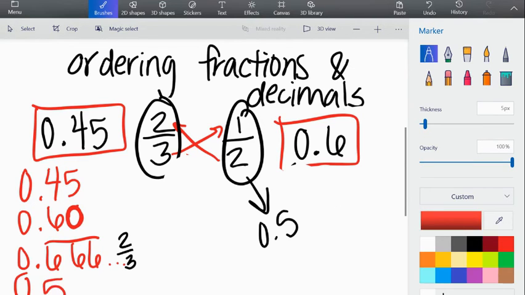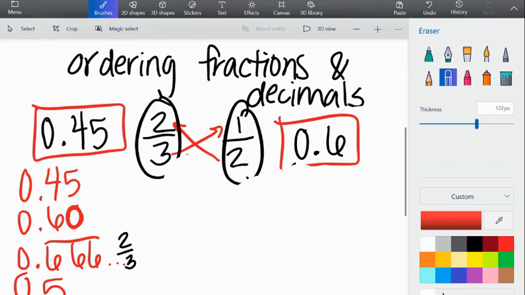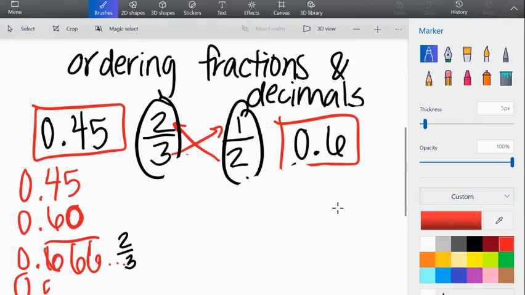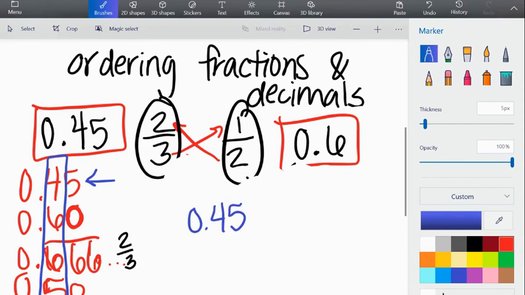So now we have everything converted and lined up. So we are going to compare our place values. So looking at our largest place values, which is our tenths, we can figure out our smallest, which is going to be 45 hundredths. Once that's out of the way, we have a 5, and that came from our 1/2, right here.